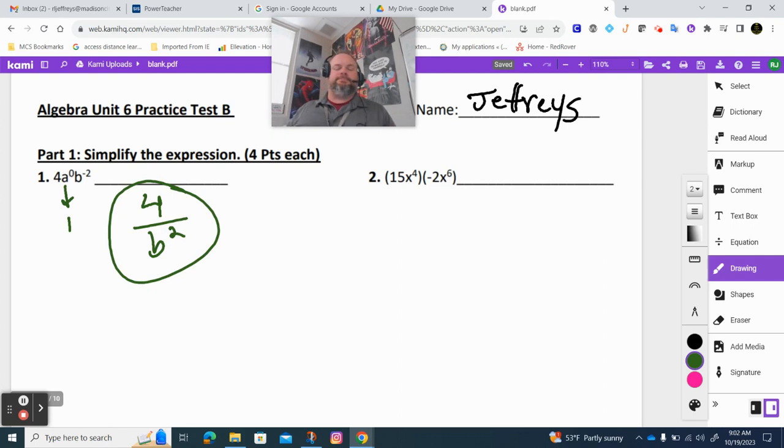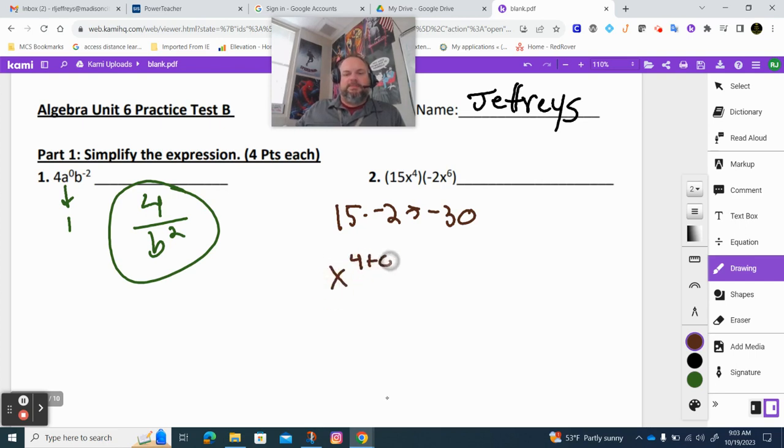All right, number 2. Do the numbers first. We add the exponents. So we get negative 30 x to the 10th. Now, hopefully at this point in time, you should only really be checking your work, not fully writing down the whole thing because you hadn't started it, right?